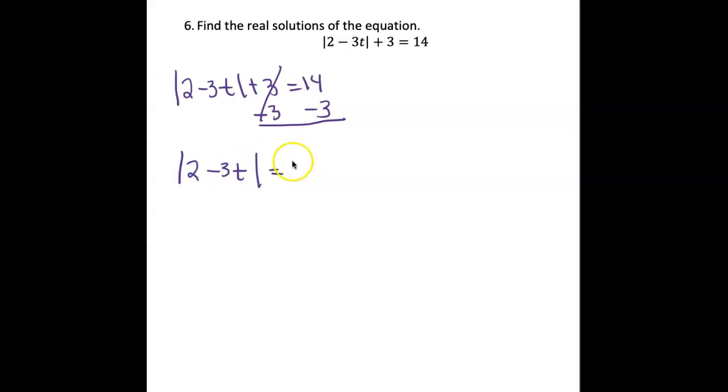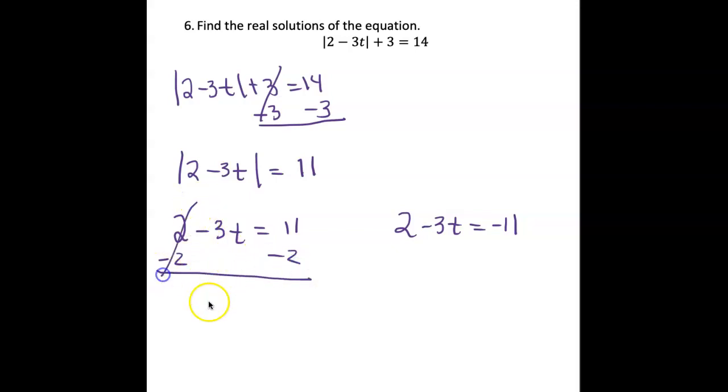Okay, so this gives you 11. Now we're going to go ahead and rewrite it into our two equations, one equaling to a positive 11 and one equaling to a negative 11. So we're going to do 2 minus 3t equals 11, and then 2 minus 3t equals negative 11. And now it's just solving, isolating the variable. 9 divided by 3, beautiful work. Negative 3. And then we do the same on the other side.